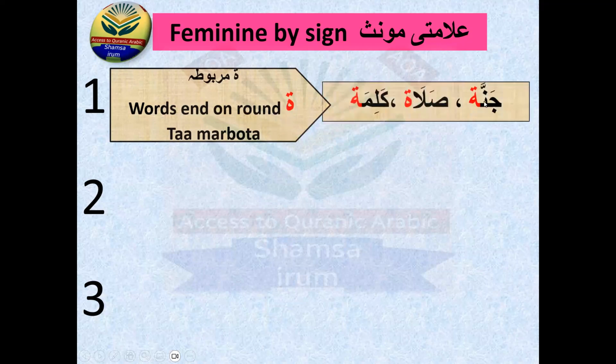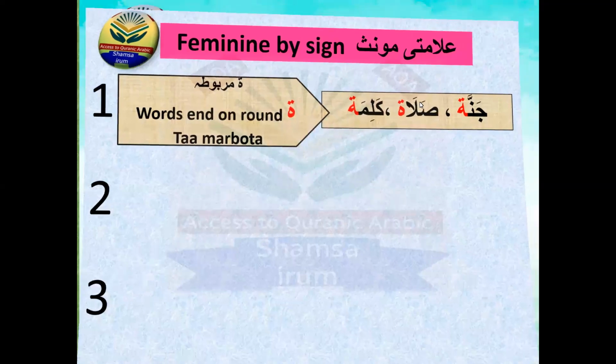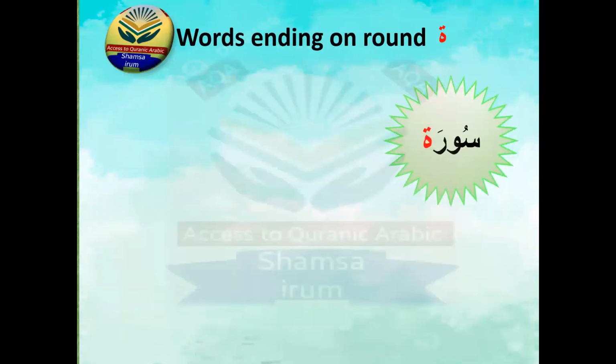Like some words, jannatun, salatun, kalimatun. So in all these words, you see that there is a round ta at the end of the word. So there is a sign that you can use even if you don't know the meaning of the word. For salah, I know you can know the meaning of salah is the prayer.